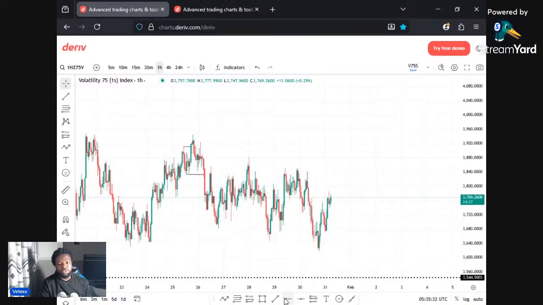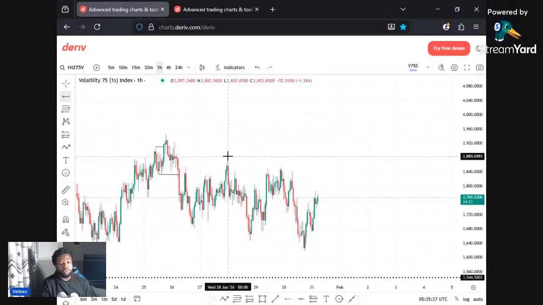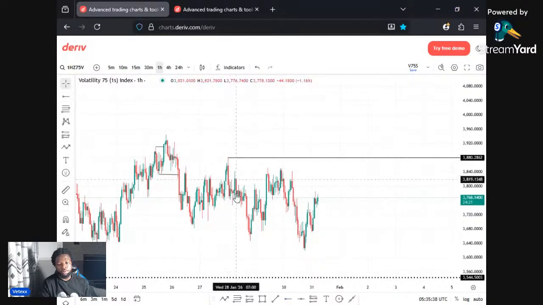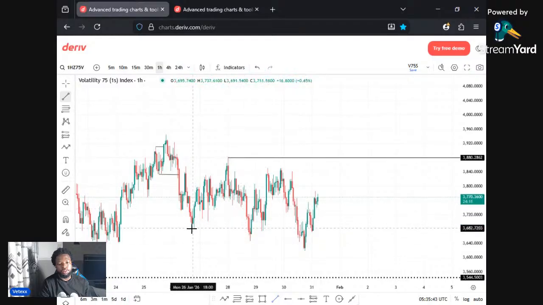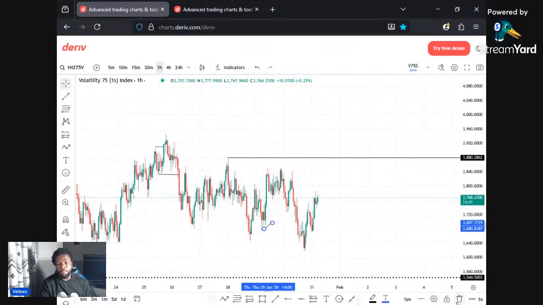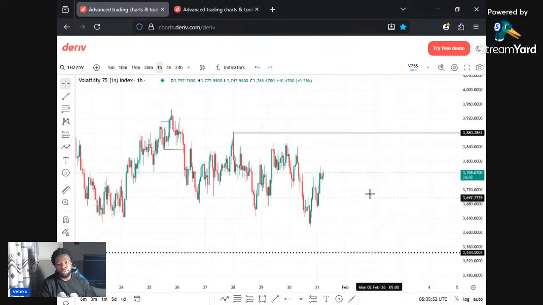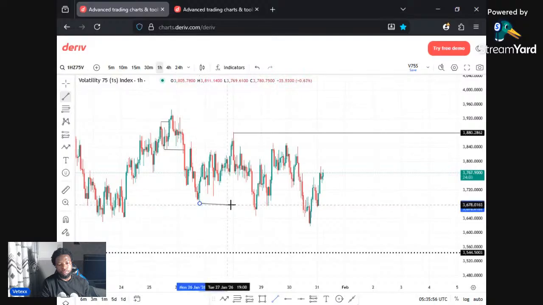We have price retrace 50% to give us what? Structural liquidity, which is this, rule number three. Then price retraces to take out the newly created low, which is this. This is our second break of structure.